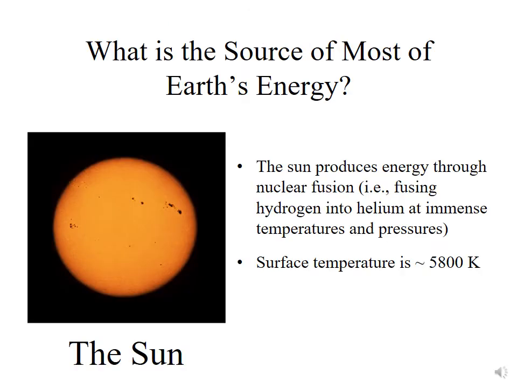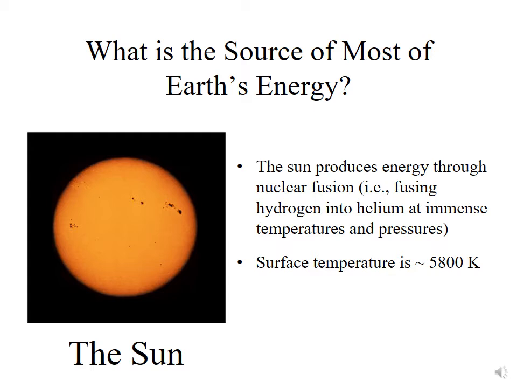So what is the source of most of the energy that we receive in the Earth's atmosphere? And the short answer is the Sun. Here we have an image of the Sun. It happens to have some sunspots on it right now. However, we are in a time period when we don't have many sunspots, and that's essentially the minimum.